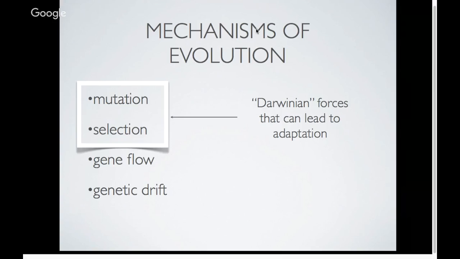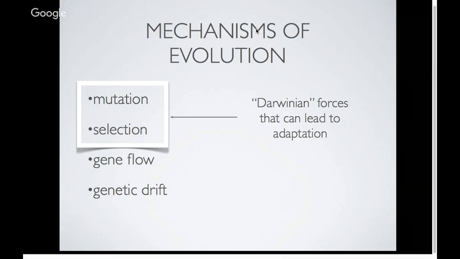This is part of the reason why individuals and populations are not exactly the same as each other, even if they're really closely related. So mutation is a generator of variation, while selection, which we talked about in the context of natural selection, is that which winnows through this variation produced by mutation and gives you the resulting generations and populations that we observe. Mutation and selection are thought of as Darwinian forces because they can lead to adaptation.